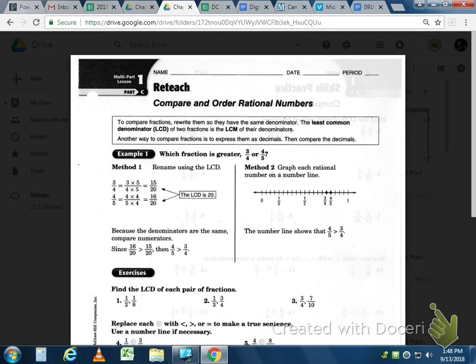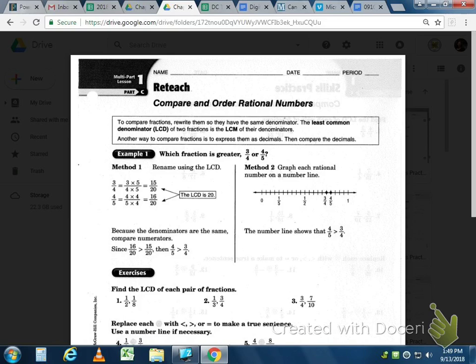Lesson 3-1C, compare and order rational numbers. So we are comparing fractions, and a good way to compare them is to rewrite them so they have the same denominator. The least common denominator, LCD, of the two fractions is the least common multiple of the two denominators.